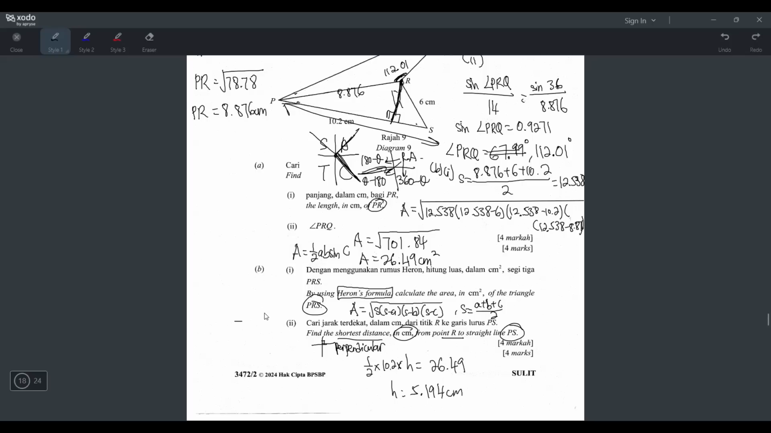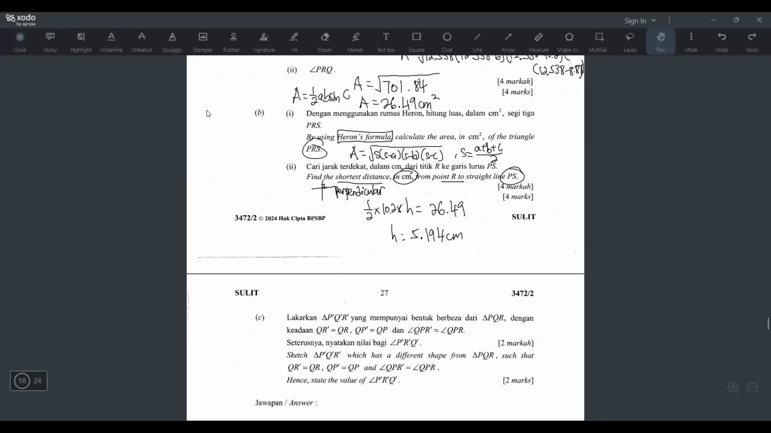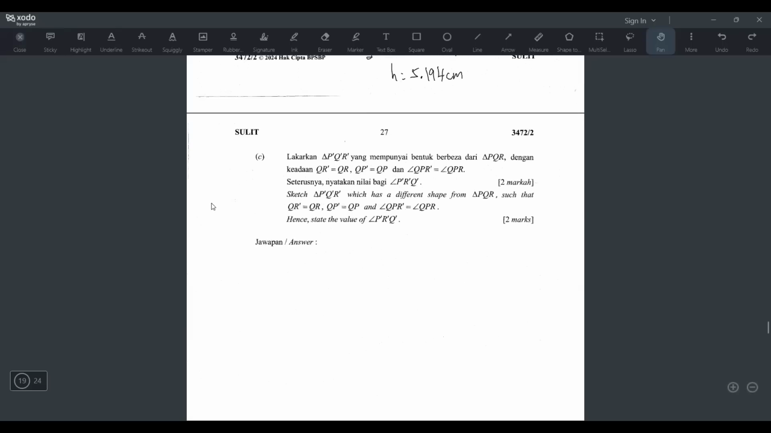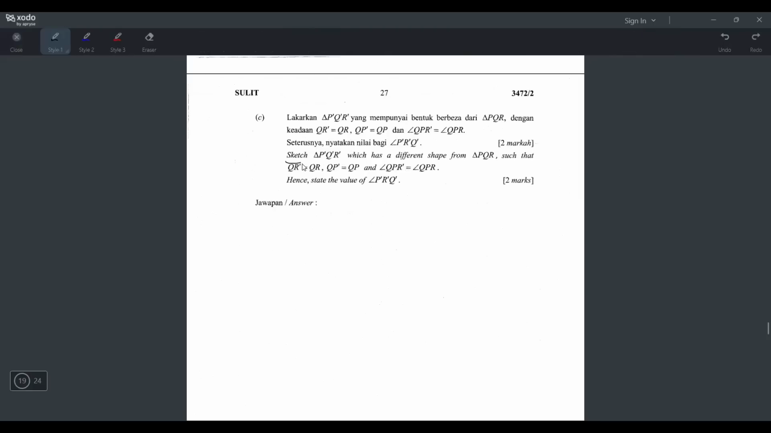Okay. I want to continue with the next question. Okay, there's one more question here. So they want us to sketch, right? Okay, it means there's an ambiguous case. If you see sketch in a solution of triangle question, it means it's an ambiguous case. So let's read. Sketch triangle P'Q'R', which has a different shape from triangle PQR, such that QR' is equal to QR, QP' equals to QP.